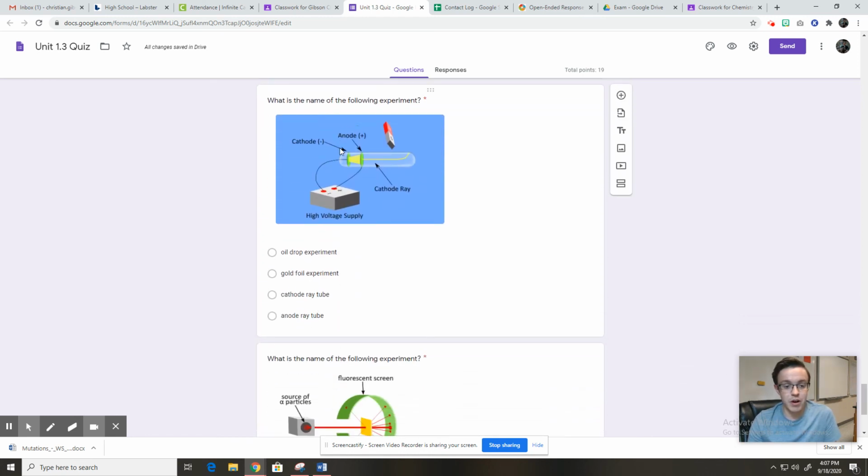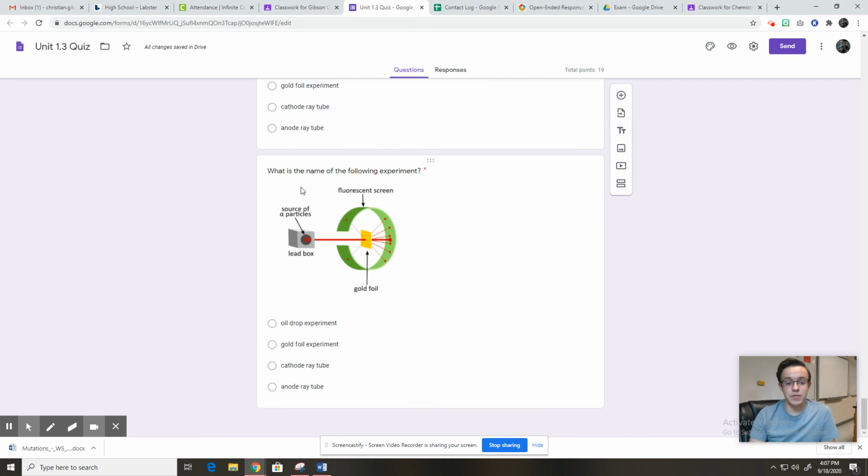What is the name of the following experiment? So in this experiment, you have a high voltage supply, you have a cathode, an anode, and a cathode ray. Is this the oil drop experiment, gold foil experiment, cathode ray tube, or anode ray tube?